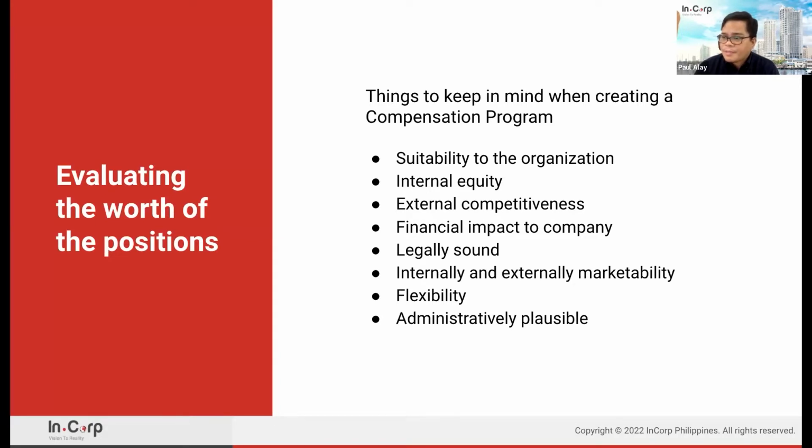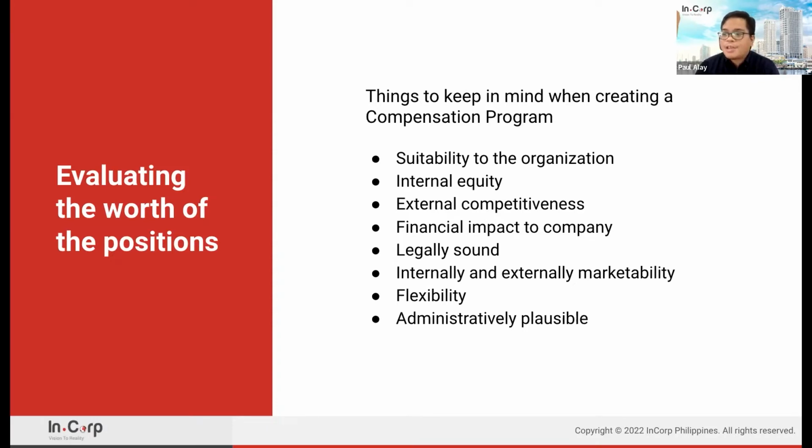So aside from that, you should think of its financial impact to the company. So let's say, for the same example, an organization that wants to compete externally but doesn't have the financial capability to pay and compete with its external competitors, then we might as well just pay within our means.